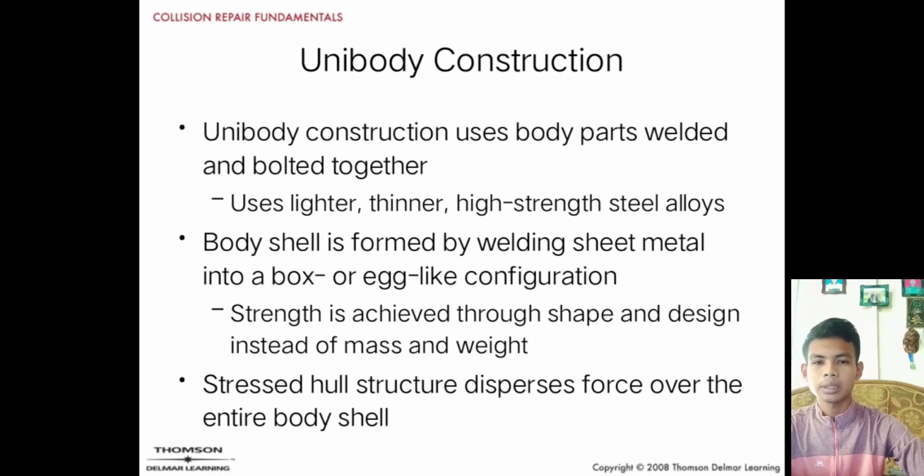Unibody construction uses body parts welded and bolted together. It uses lighter, thinner, high-strength steel alloys. The body cell is formed by welding sheet metal into a box or egg-like configuration. Strength is achieved through shape and design instead of mass and weight. The whole structure disperses force over the entire body cell.